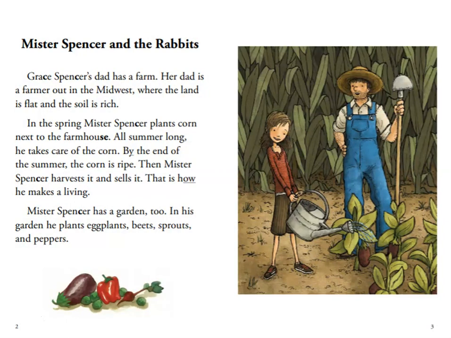Mr. Spencer and the Rabbits. Grace Spencer's dad has a farm. Her dad is a farmer out in the Midwest, where the land is flat and the soil is rich. In the spring, Mr. Spencer plants corn next to the farmhouse. All summer long, he takes care of the corn. By the end of the summer, the corn is ripe. Then Mr. Spencer harvests it and sells it. That is how he makes a living. Mr. Spencer has a garden too. In his garden, he plants eggplants, beets, sprouts, and peppers.